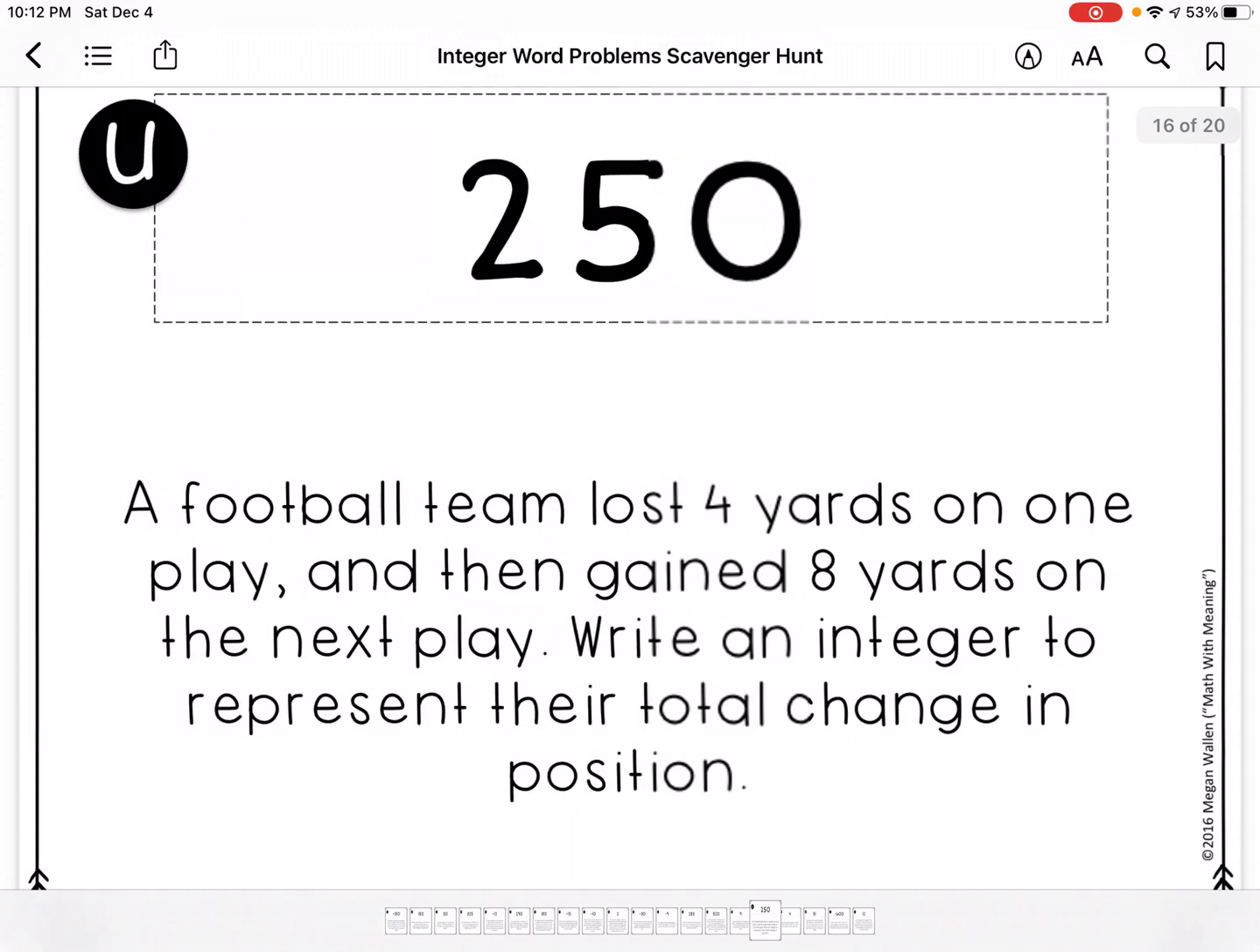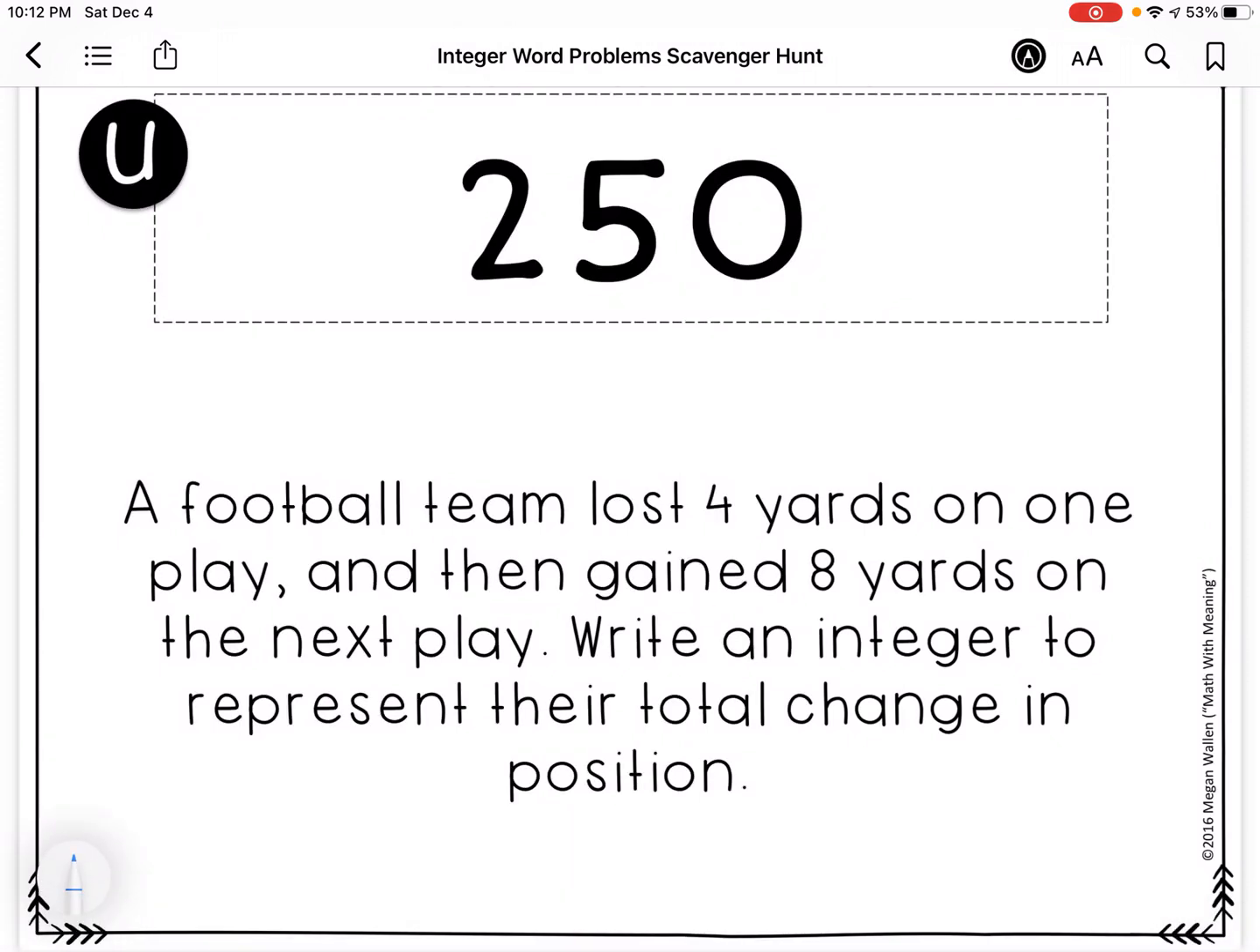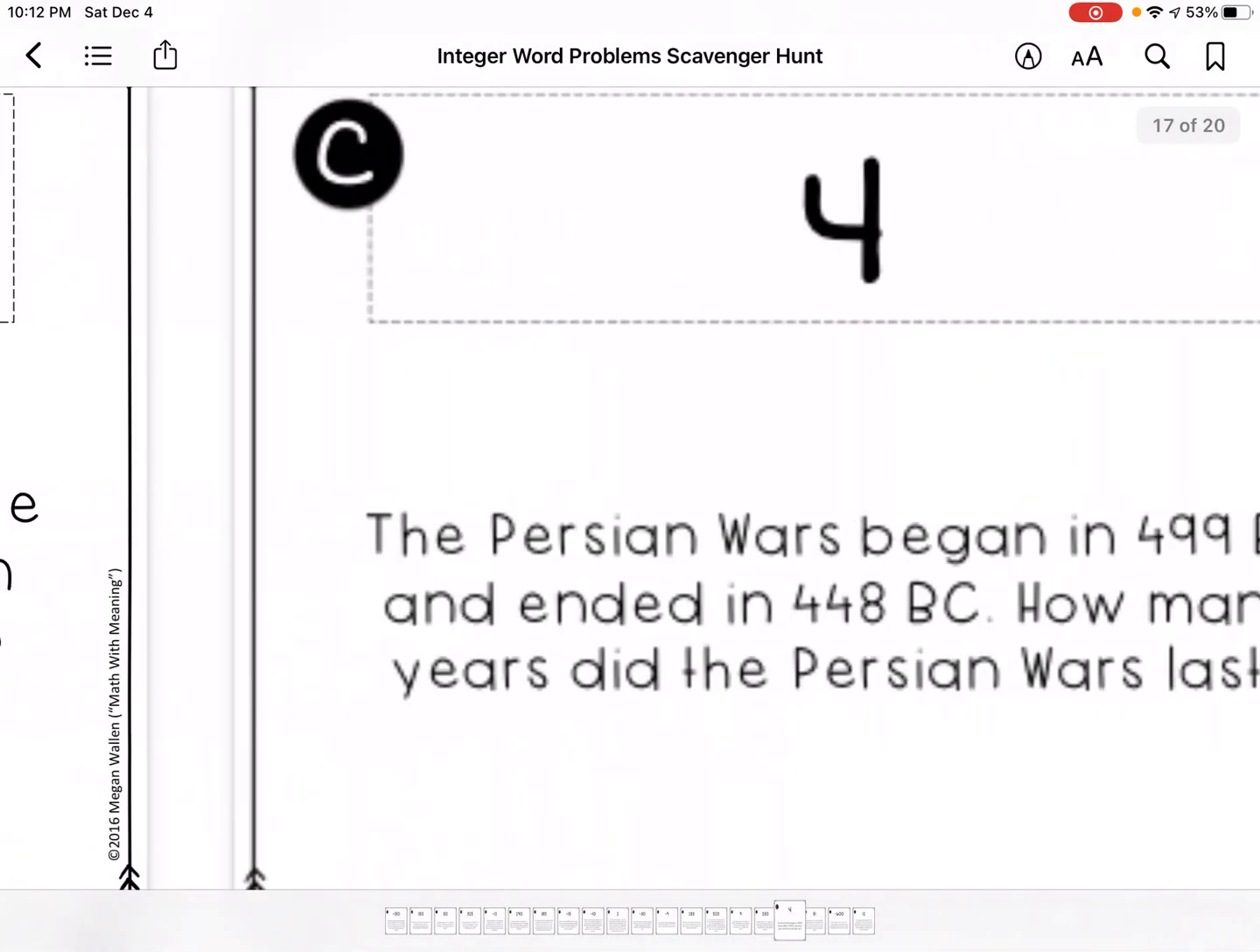A football player lost 4 yards on one play and then gained 8 yards on the next. Write the integer to represent the total change in his position. Signs are different, so I subtract. Take the sign of the larger number, so I get 4.